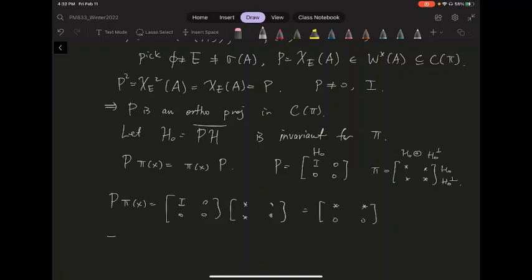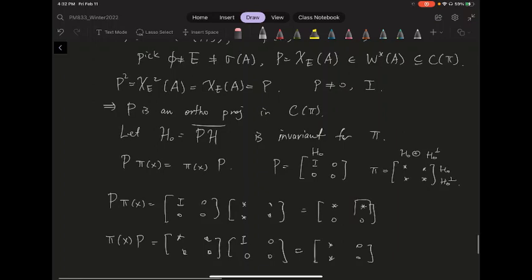Okay. And if you do it the other way, if you do pi x times P, which is you do your pi first, and then you multiply by this identity and a bunch of 0, then what you end up with is that you only have the first column. Okay, so the second column becomes 0. And just comparing these two, you see that these off-diagonal corners have to be 0. So that's why this pi has H0 as an invariant subspace. Okay. So this finishes the proof.